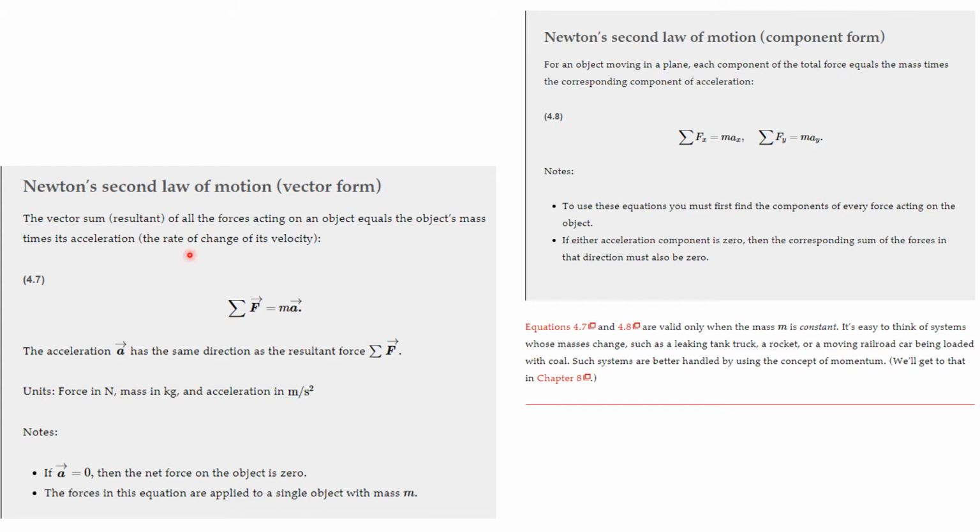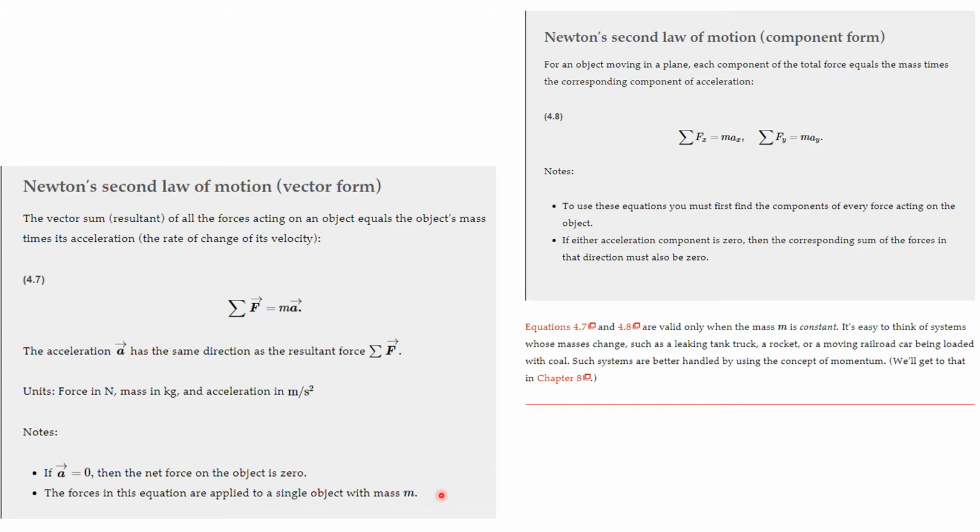And the acceleration, of course, is the rate of change of its velocity. So the net vector force is the mass times the vector acceleration. And the acceleration has the same direction as the net force, the resultant force. The units are newtons, but that is kilogram meter per second squared. Now, if the vector acceleration equals 0, the net force has to be 0, because you don't have a force unless you have an acceleration.